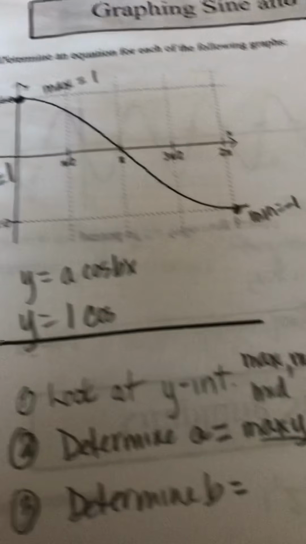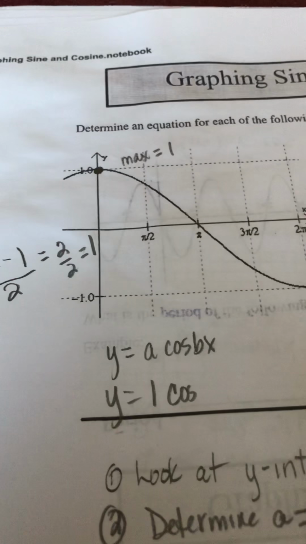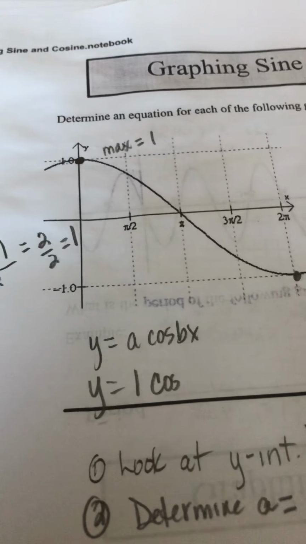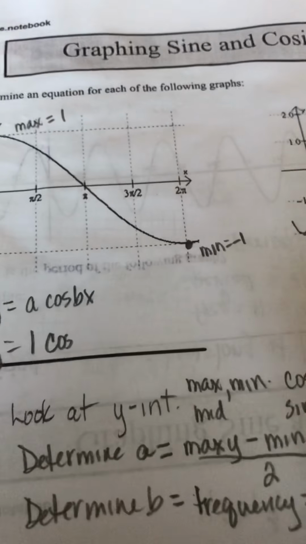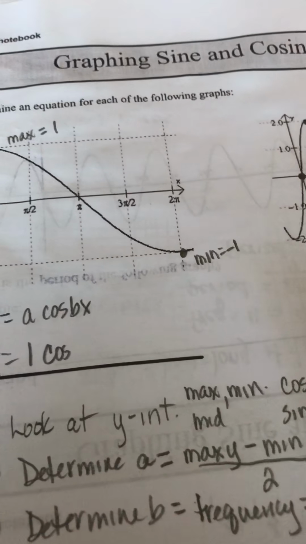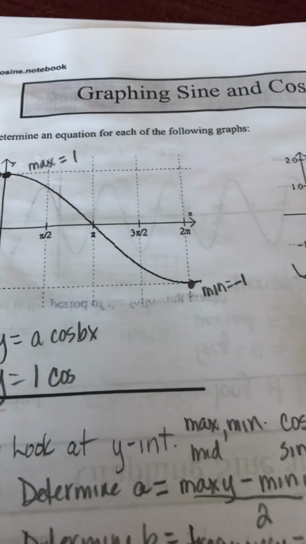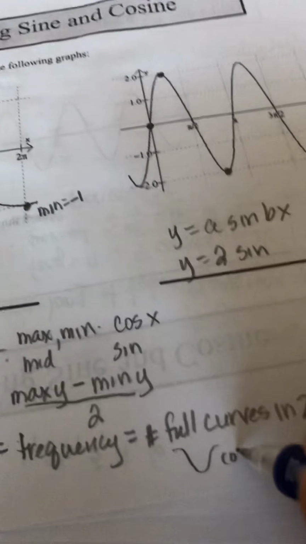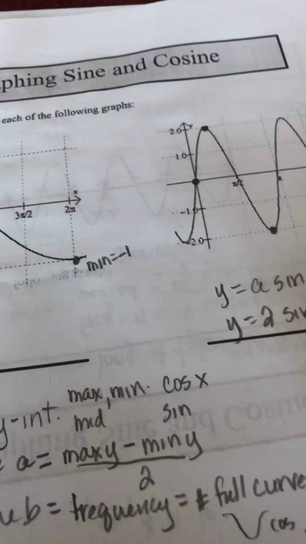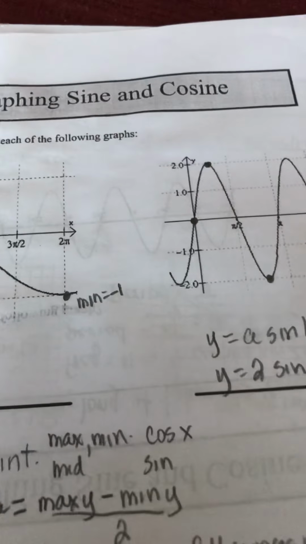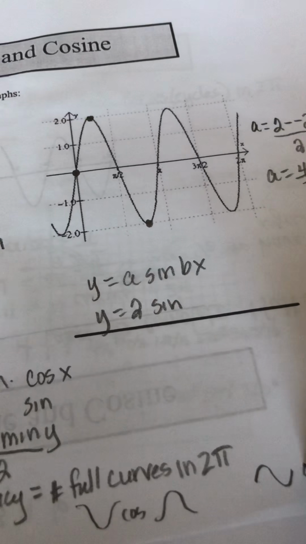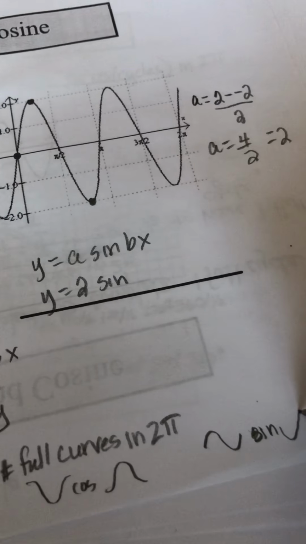Okay, b is the frequency, and if we remember from the last video, frequency is the number of full curves in 2 pi. And just to review, a full cosine curve kind of looks like a U or an upside down U. A sine curve looks like a sideways S. That's what the full curve should look like.